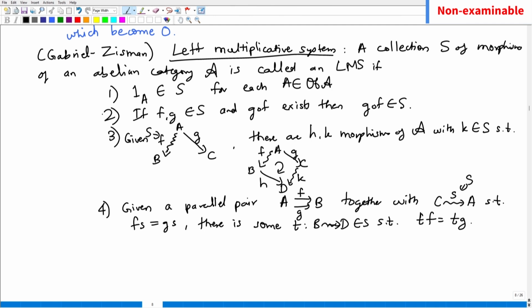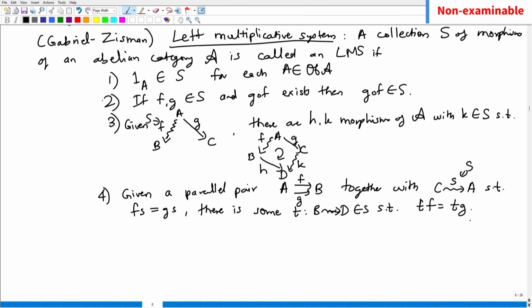Okay, so why do we do this? This left multiplicative system, or this calculus of fractions as it is popularly called, why do we need this? Well, first of all, people wanted to generalize these common ideas from commutative algebra to non-commutative algebra as well. And then once you realize that the ring is just a single-object pre-additive category, you bring everything to morphisms.